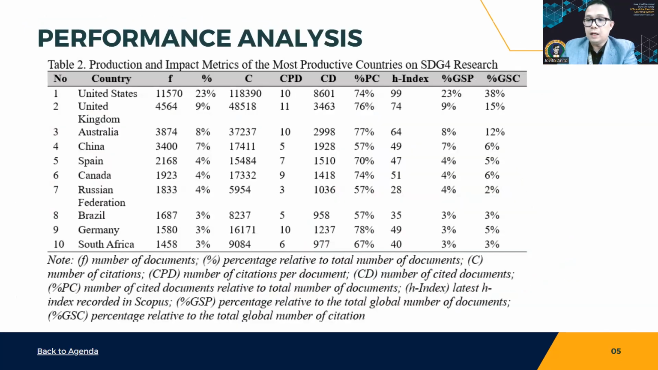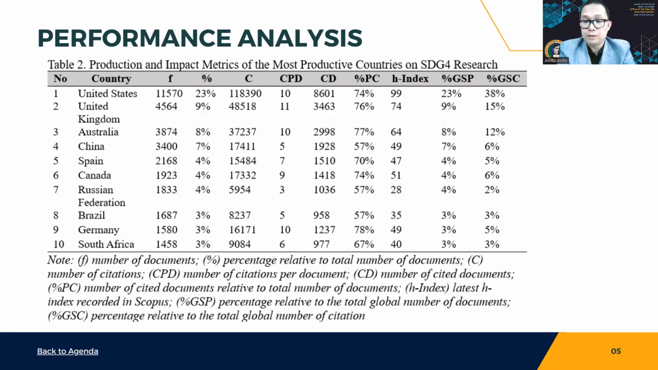So as a result, when we look at the performance, the production, the citation, and the time and space details of the 49,780 research documents, we have this first table. The first value pertains to F, or the number of documents, the frequency of documents. The second is the percentage relative to the total number of documents.